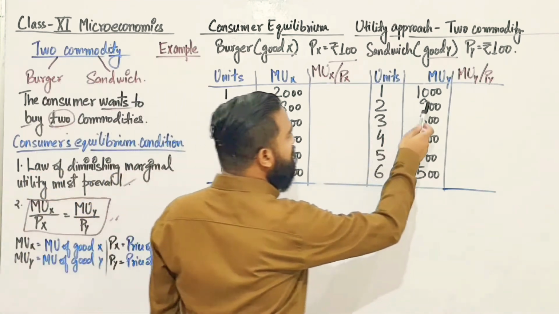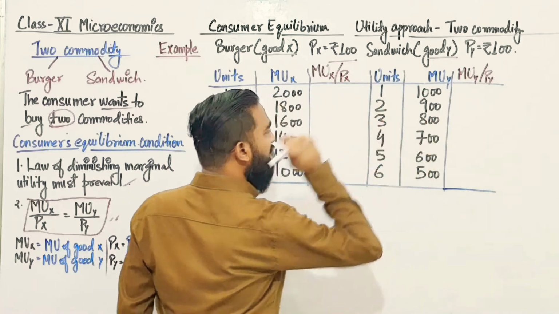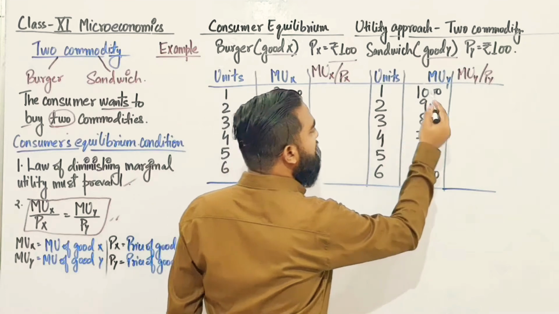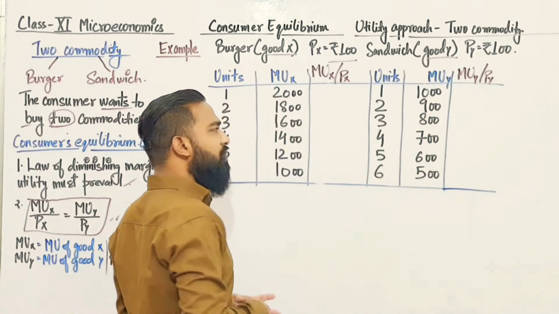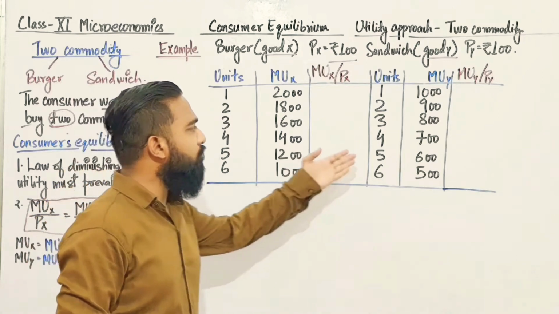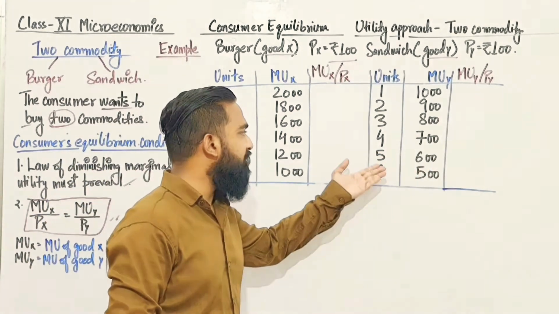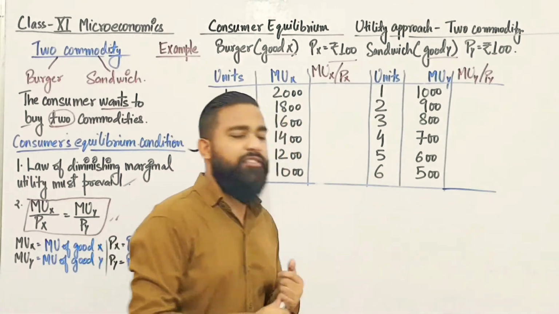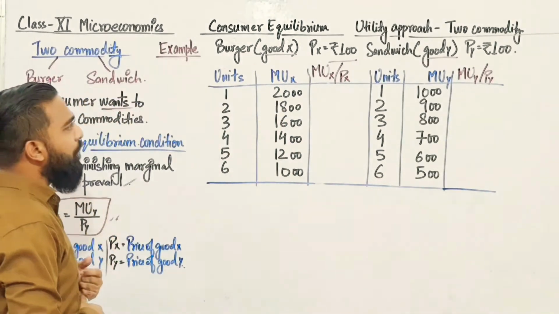Same goes with sandwich. The first unit of sandwich gave me the utility of 1000 utils. Second sandwich gave me the satisfaction of 900 utils. Third gave me 800 utils. Fourth gave me 700 utils. Fifth sandwich gave me 600 utils, and sixth sandwich gave me 500 utils.